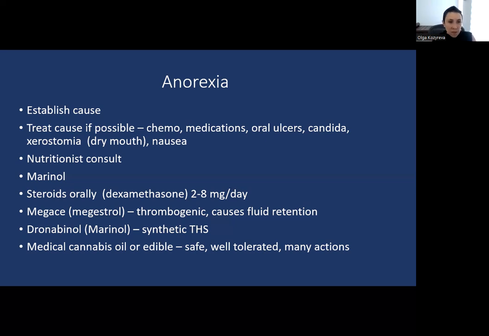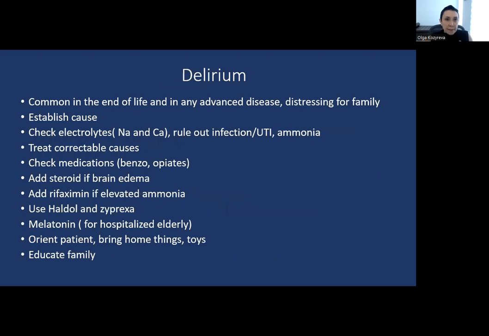So Megace or megestrol, we almost don't use this. It's extremely thrombogenic. It's an old medication. I understand it's cheap. It causes fluid retention. And I mentioned already Marinol, and frequently I recommend medical cannabis in edible or oil form. So safe, well tolerated, and has many actions. Can treat anxiety, insomnia, nausea as well, and improve appetite.